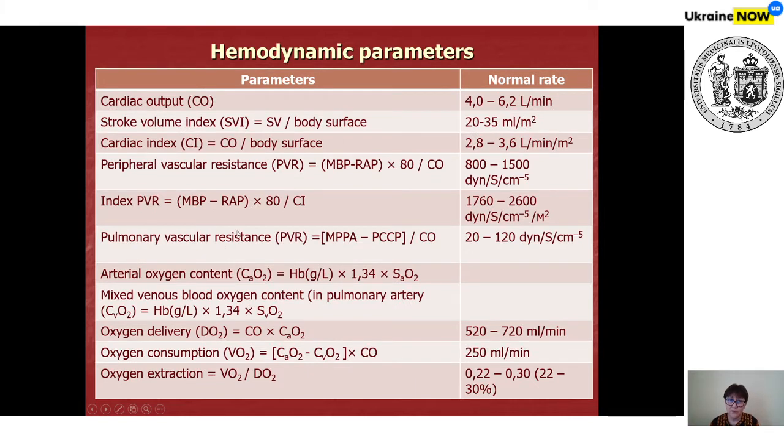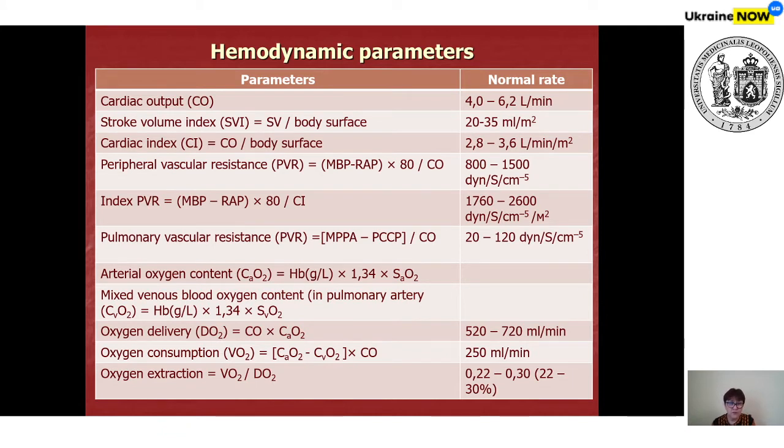On the basis of measured parameters, we can calculate some integral parameters of hemodynamics. They are given in this table, such as cardiac output, stroke volume, and their indices. When you say index of cardiac output or cardiac index, it's an appropriate parameter divided by body surface area. Peripheral vascular resistance, index of peripheral vascular resistance, pulmonary vascular resistance. Also, we can calculate the amount of oxygen delivered and consumed by tissues.